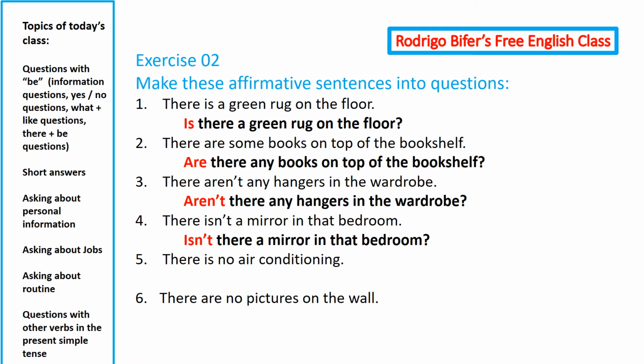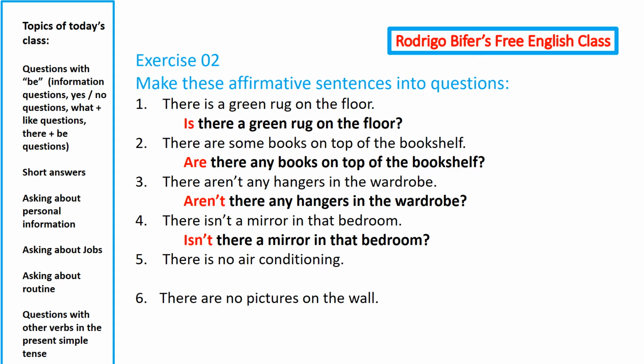Number 5, there is no air conditioning. There is no air conditioning in the bedroom. Okay, there's no air conditioning. Air conditioning, you know, that machine that makes the air cooler in hot days. We usually like that in hot weather. But there's no air conditioning in the bedroom.